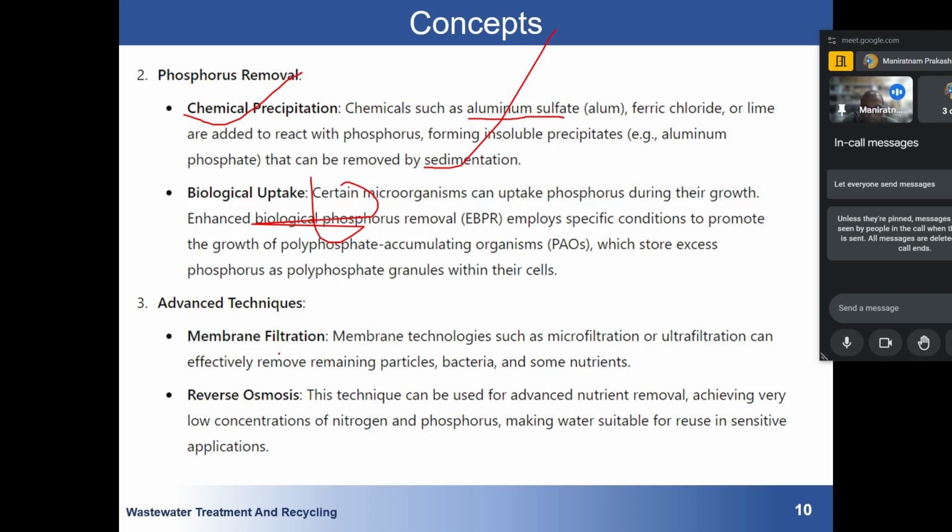The main problem is choking. Since this much amount of water is coming, the membrane gets choked very easily. So you have to replace or regenerate these membranes very frequently, and people generally don't want that. This technique can be used for advanced nutrient removal, achieving very low concentrations of nitrogen and phosphorus, making water suitable for reuse in sensitive applications.